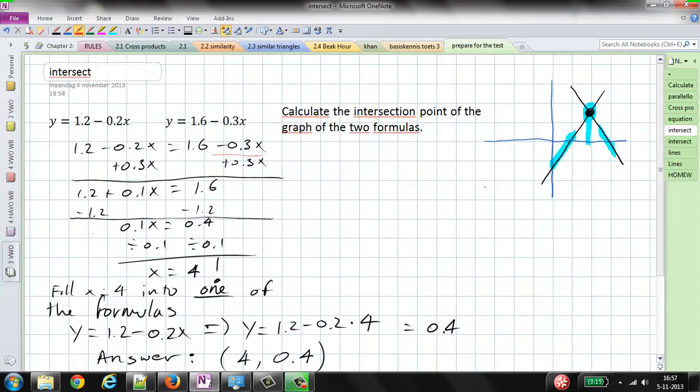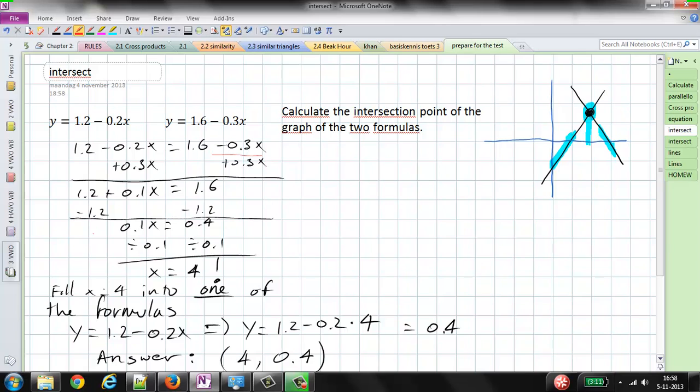It says calculate the intersection points of two formulas. Well, this is a formula, and when you graph that formula, it's a line. Any old line. It's going to be some line. This is another formula, and it's another line. And mostly, when you have two lines, they're either going to be perfectly parallel or they will intersect somewhere. So lines in general almost always intersect. And when they intersect at a point, what you're asked to do is calculate that intersection point algebraically.